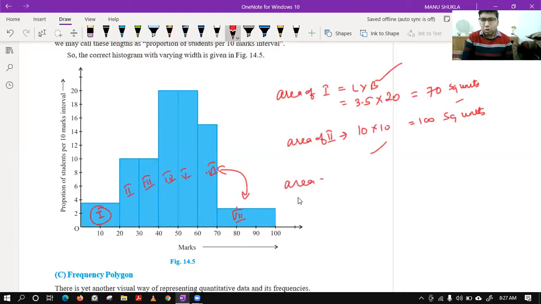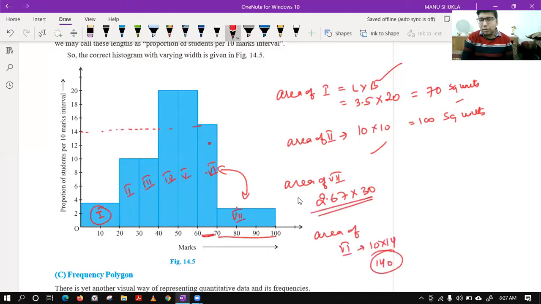So the area of the seventh rectangle is how much? 2.67 multiplied with 30, and this one is again 10 into 14. Okay, so the area of the sixth is 10 into 14, that is 140. Obviously it is quite less than 140. Still, if I take it as 3 also, it will come to 90 only. That means the condition is met.